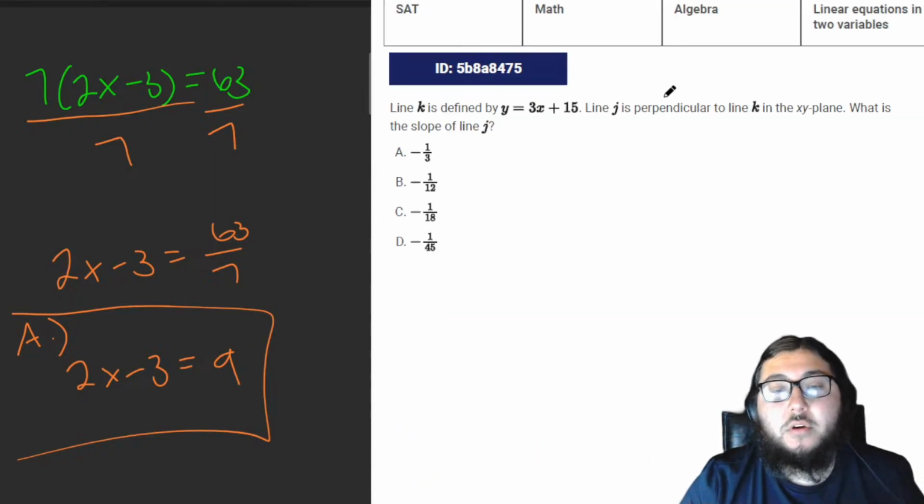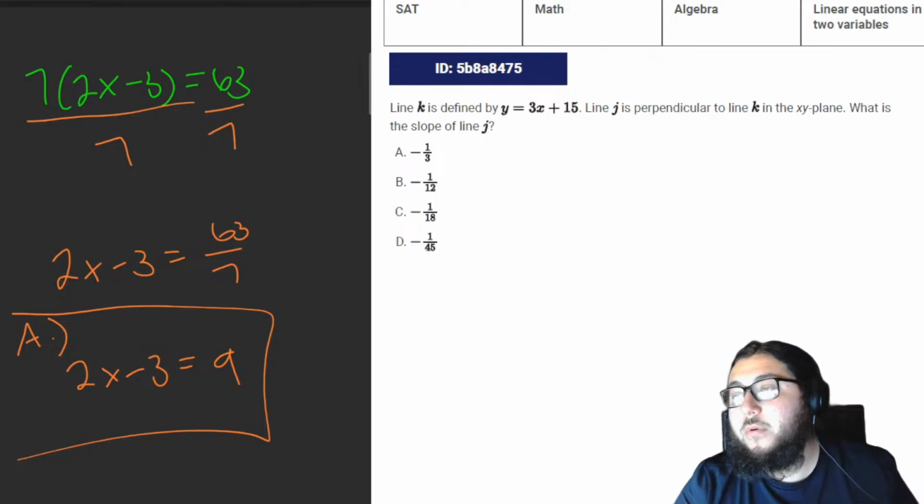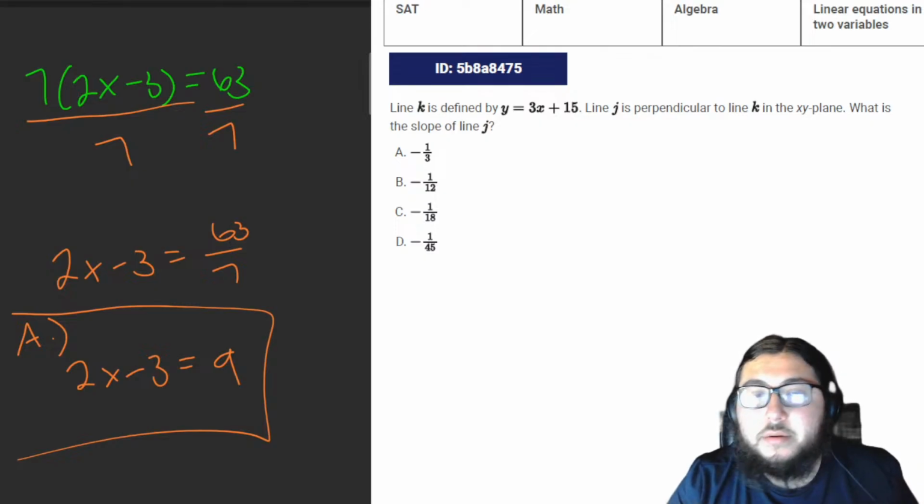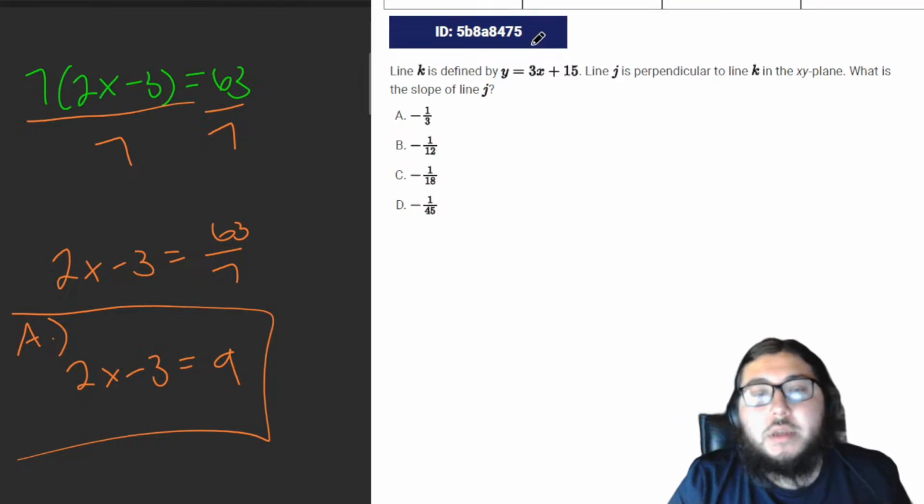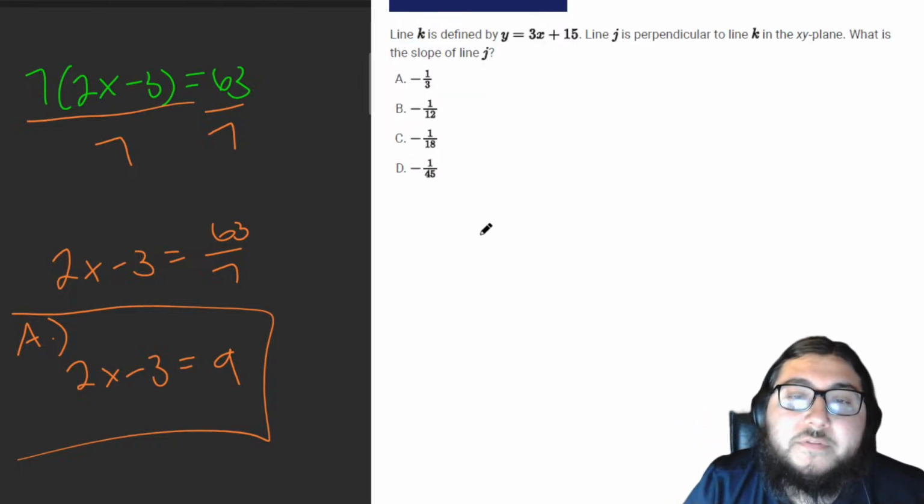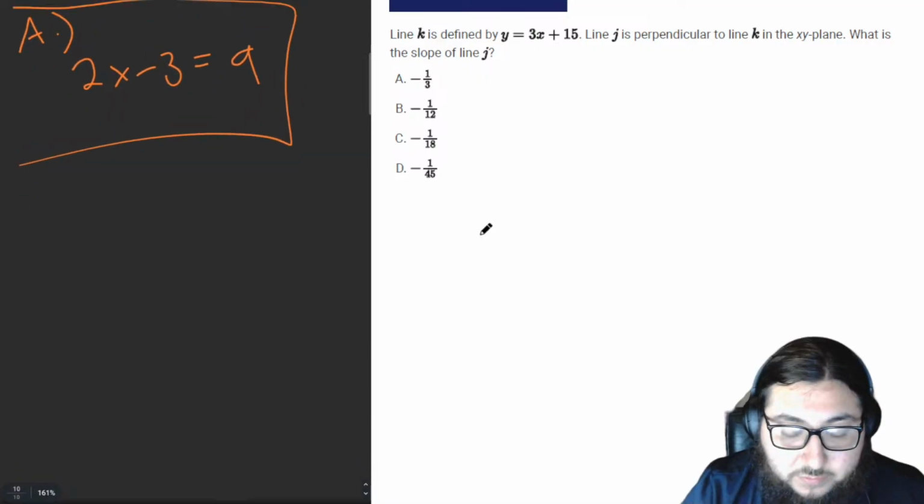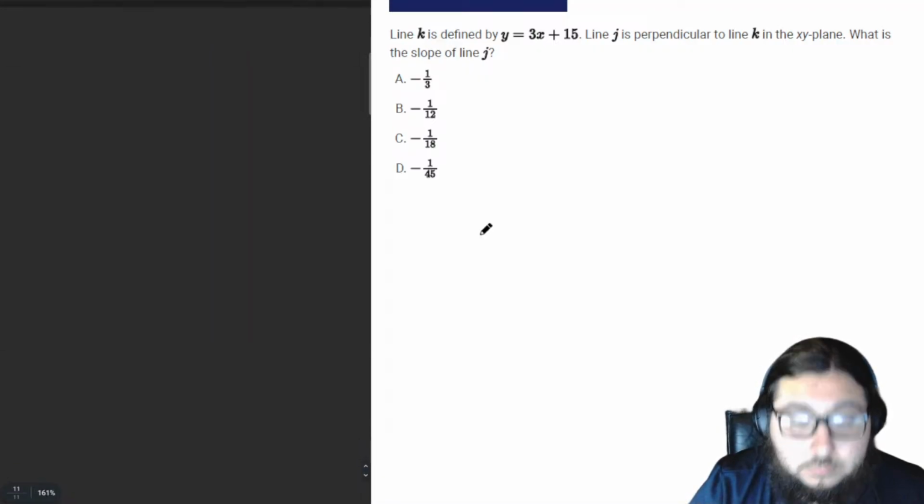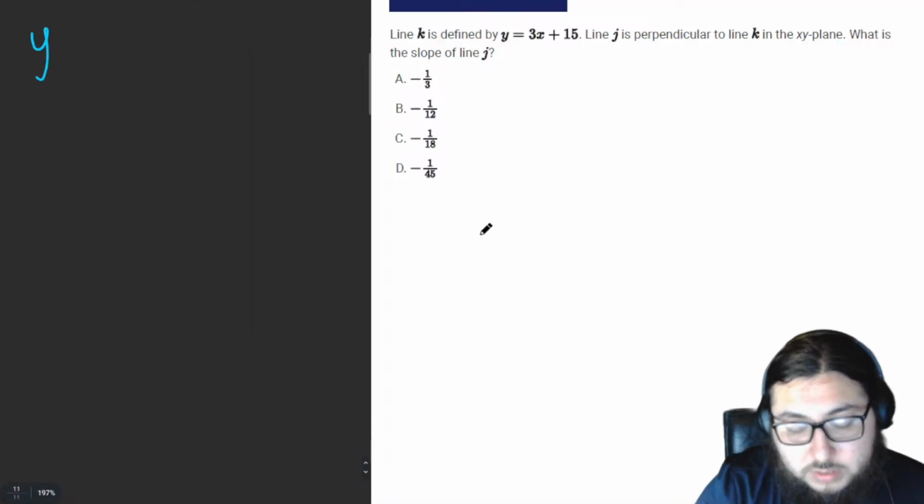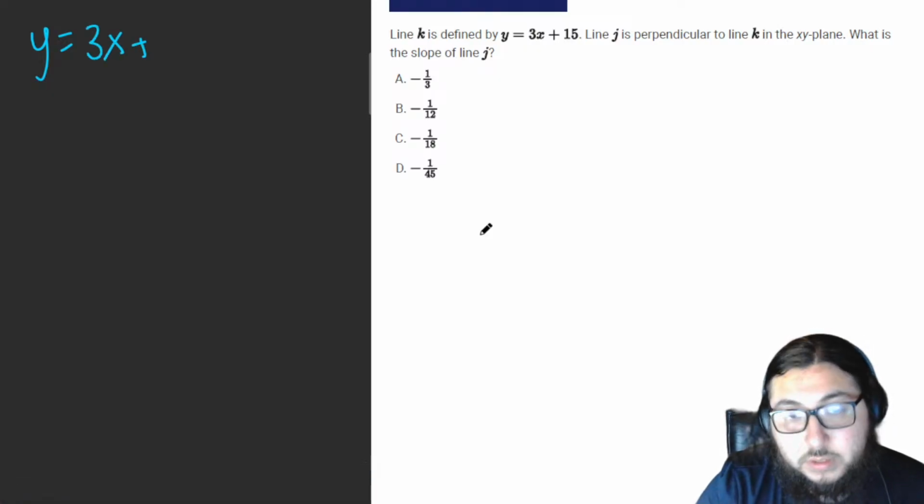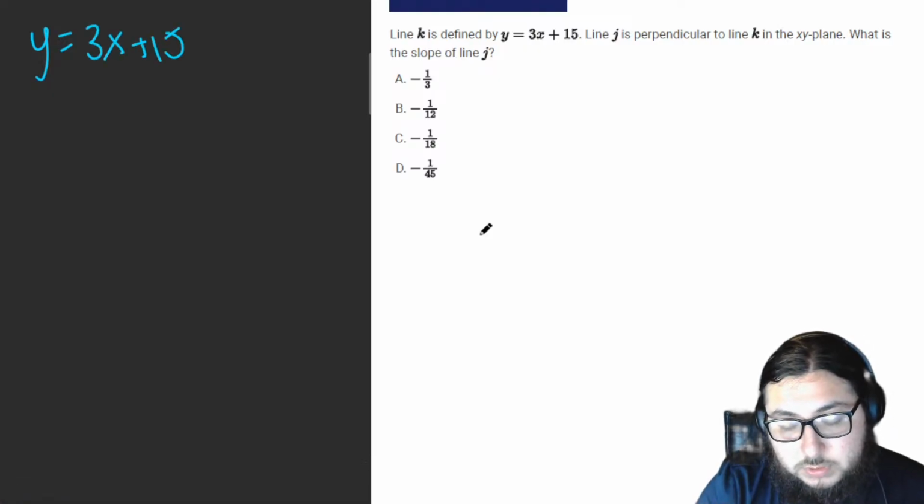as always, I'm checking the homework help folder on the side, but there are no submissions. So let's do this problem. Line K is defined by y equals 3x plus 15.